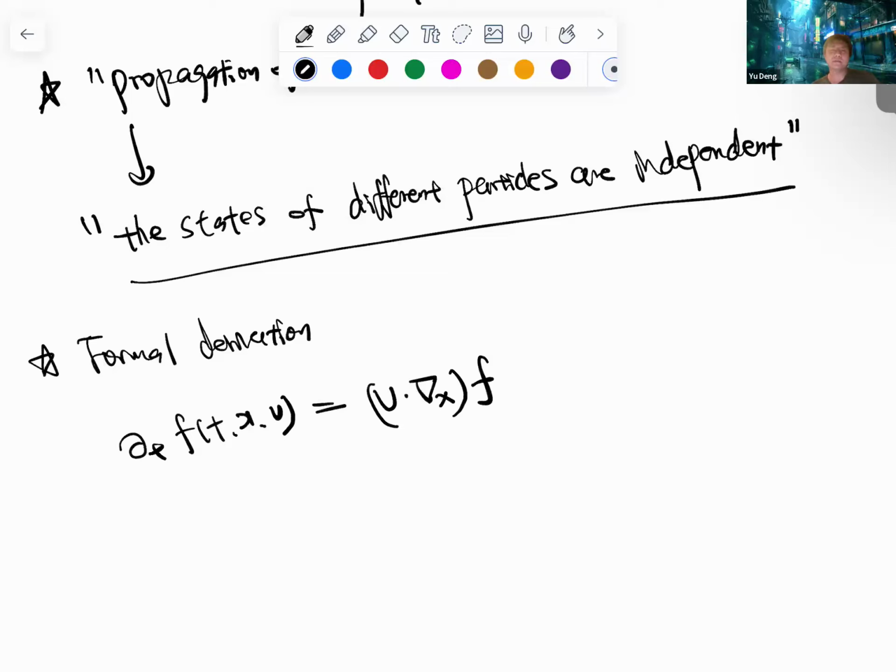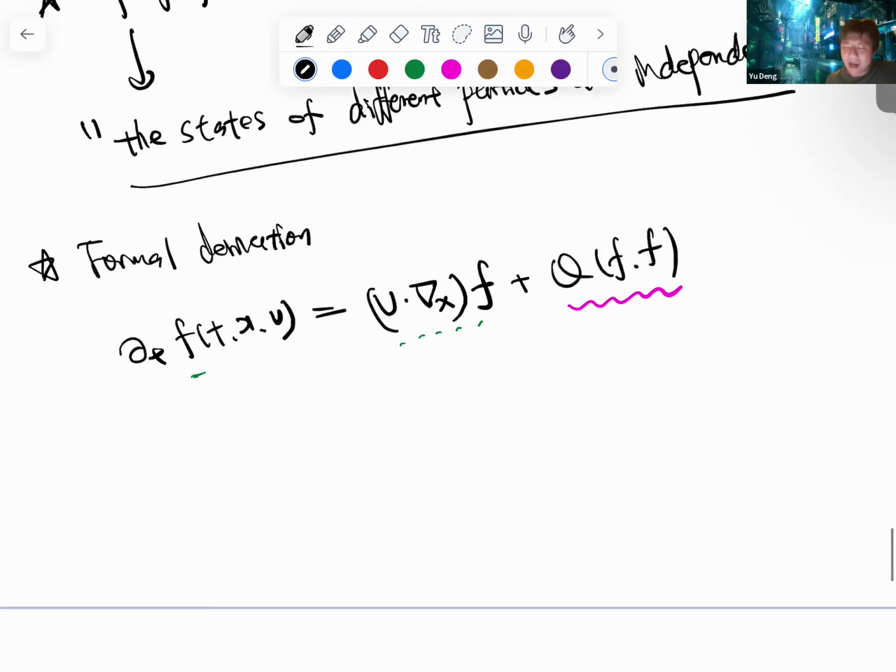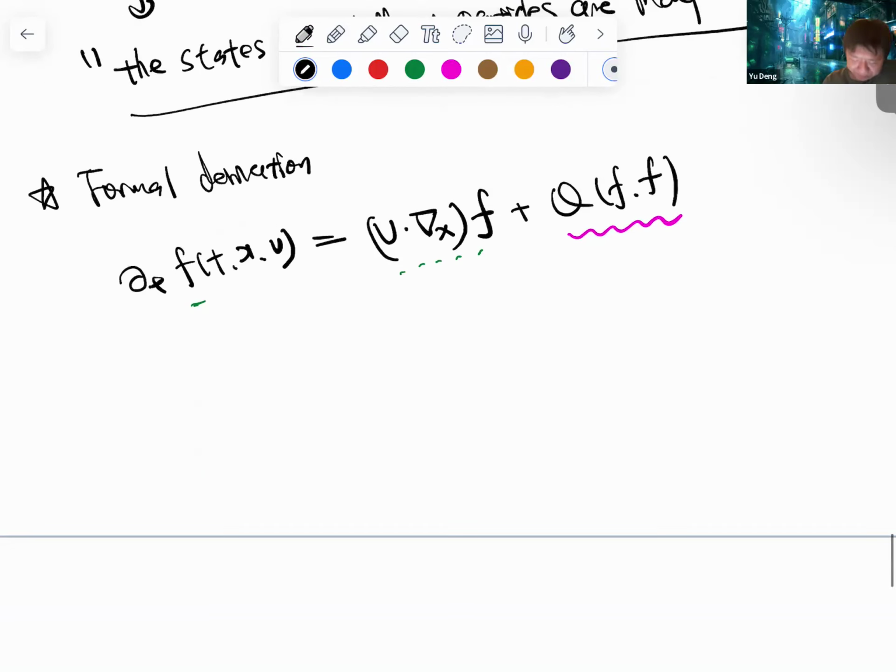This just means that if there are no collisions, then the particles move in straight lines, linear in time. And then of course the corresponding rate of change of the density is exactly given by this transport term. So if every particle just moves linearly, you have this transport term. On the other hand, you have this Q(f,f), which is the collision integral in the Boltzmann equation, which comes from the collisions.